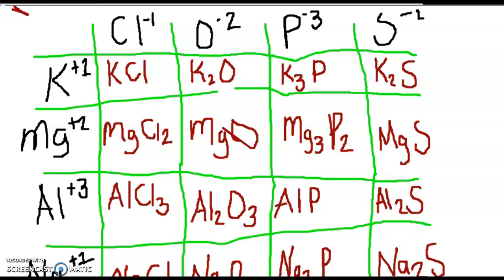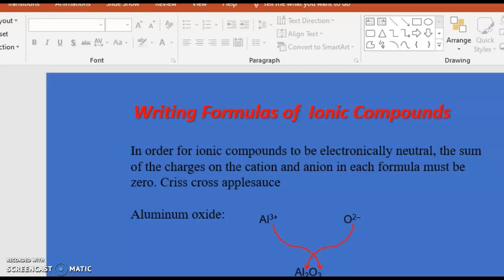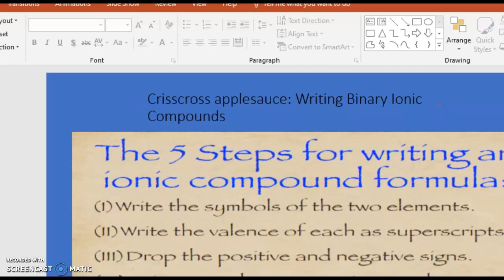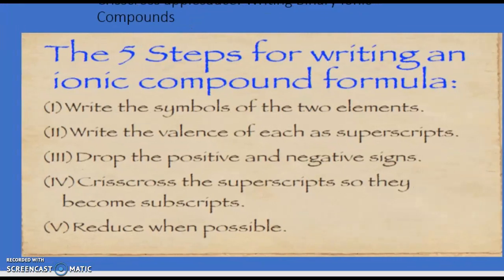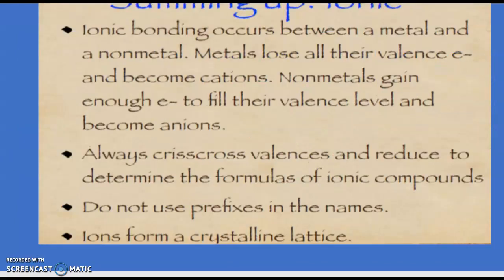You write the symbol of the metal, followed by its charge as a superscript, and then you write the symbol of the nonmetal, followed by its charge as a superscript. And then all you have to do is swap and drop or crisscross the charges and put them behind each other. So it's a very simple process, and you just remember that when you can, you reduce. So if you have 2 of the same, then you reduce those.